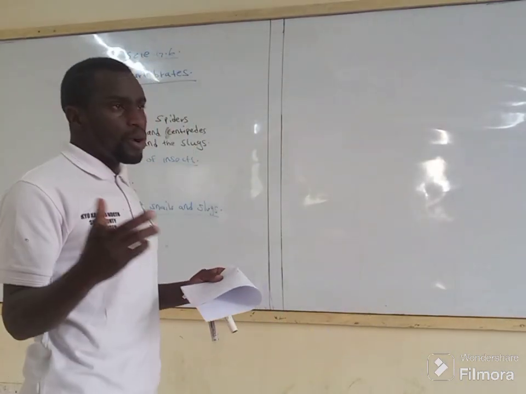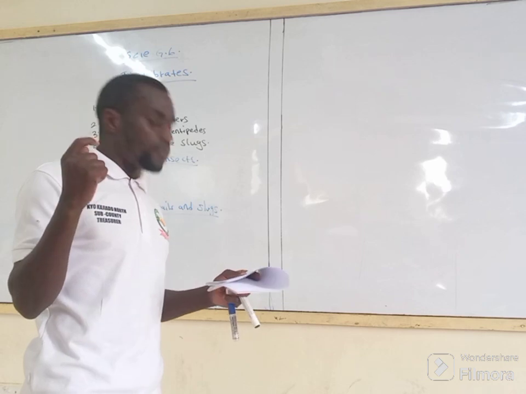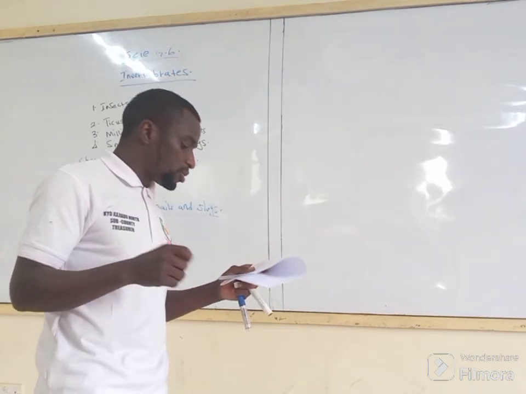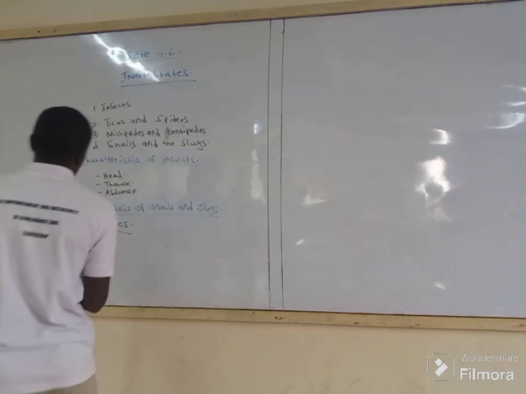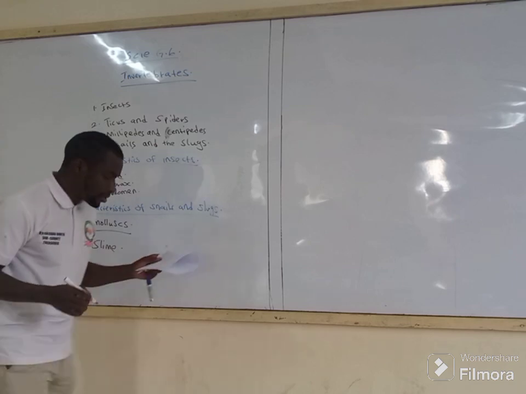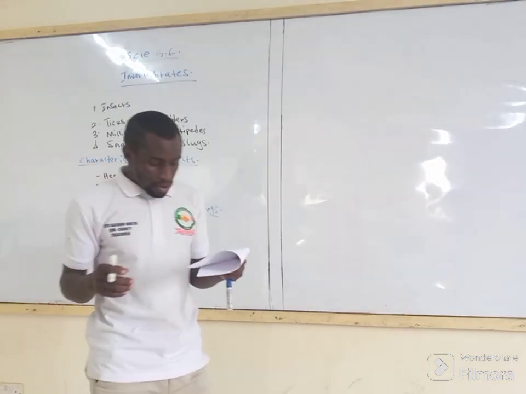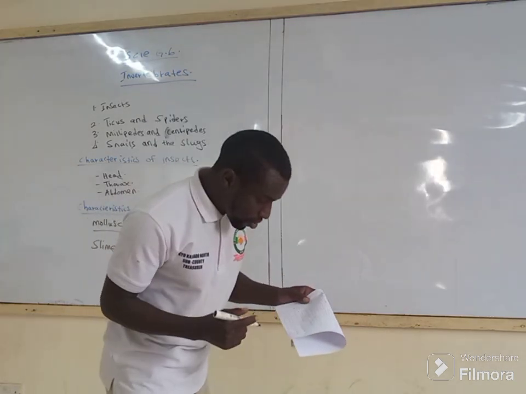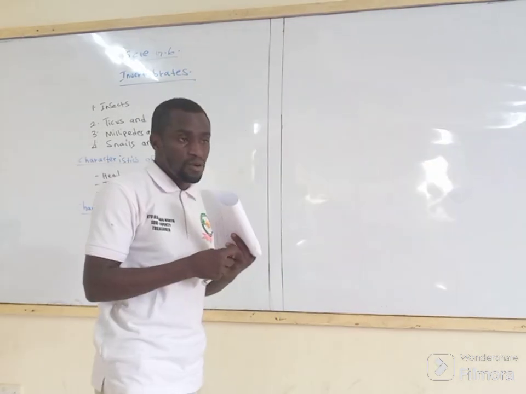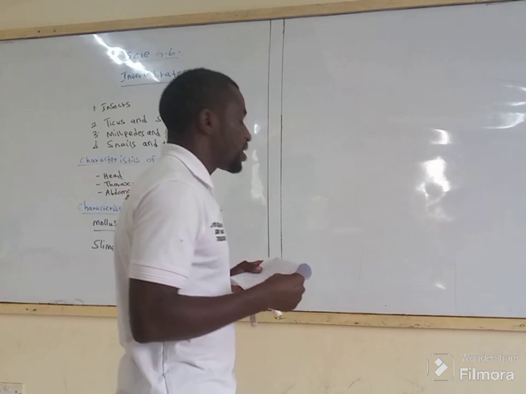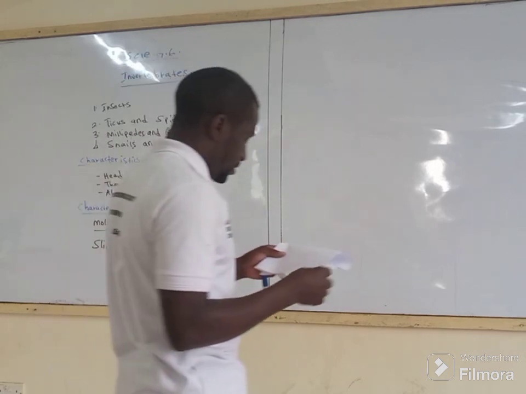Now, we talked about the thick muscle which they have for movement. This thick muscle normally produces what we call slime. This slime is what snails and slugs use for movement. They glide on it. Remember, snails and slugs move by gliding. So they glide on the slime which is produced by the muscles they have.